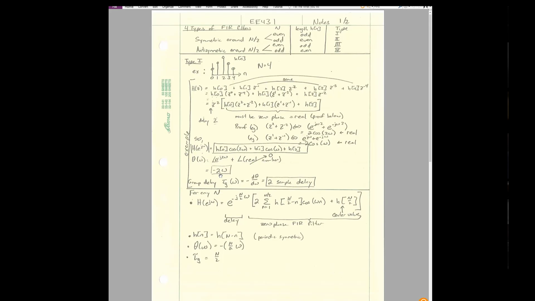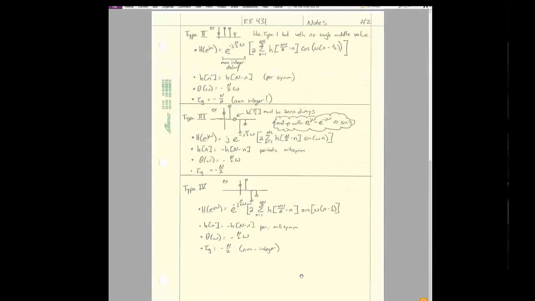And I calculate what the phase is. It's the same thing as I calculated earlier, minus the delay. And then the group delay is the derivative of this, which is just a constant 2-sample delay everywhere. So for any n, type 1, the DTFT is equal to a delay times a bunch of cosines plus this one center value. So here's its impulse response, here's its phase response, and its group delay is going to be n over 2, not a function of omega.